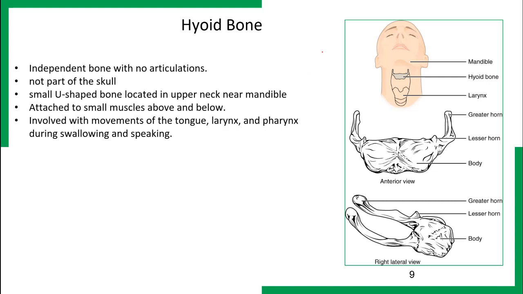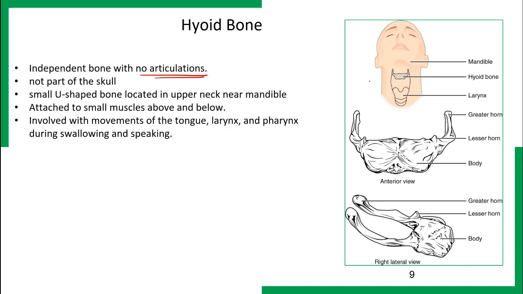The hyoid bone is an interesting bone because it has no articulation. So the hyoid bone doesn't actually make a direct connection or a joint or an articulation with any other bone in the body. It's not part of the skull.